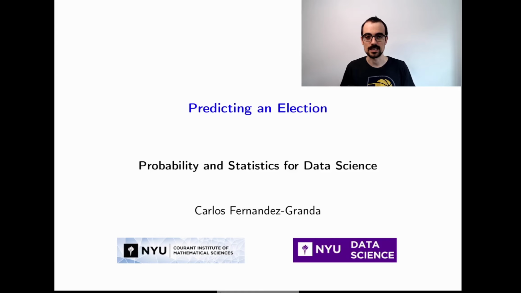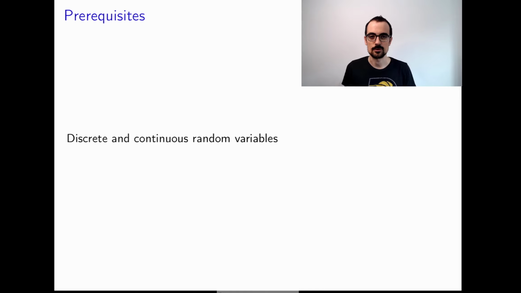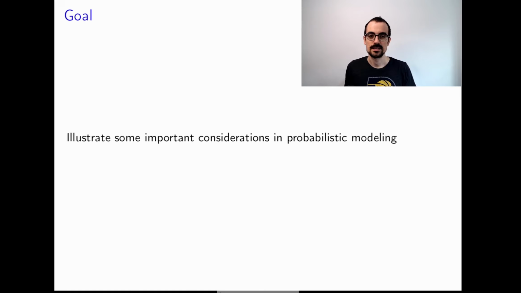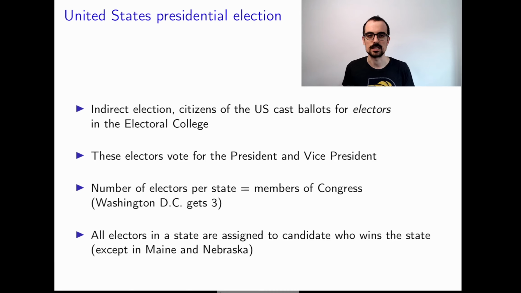Today we're going to talk about how to predict an election. The prerequisites for this material are continuous and discrete random variables. The goal is to illustrate some important concepts in probabilistic modeling through an idealized example based on the United States presidential election. So let's start by going over some details about how the United States presidential election actually works.